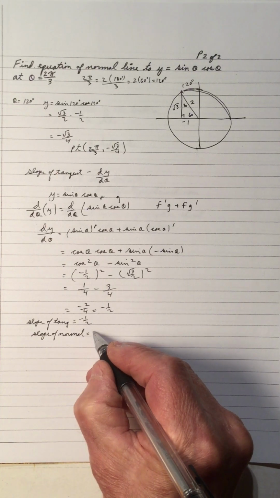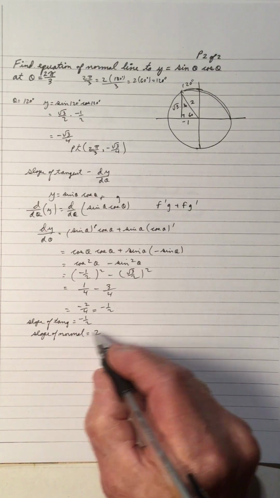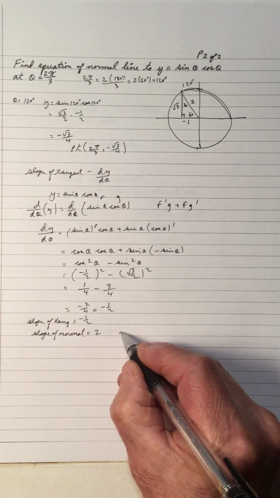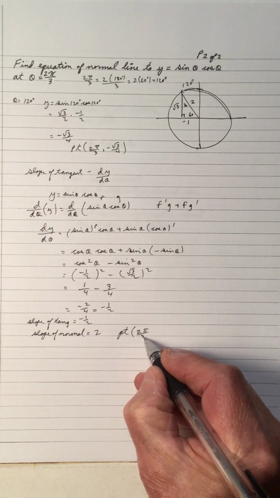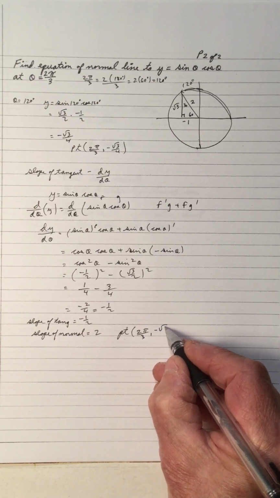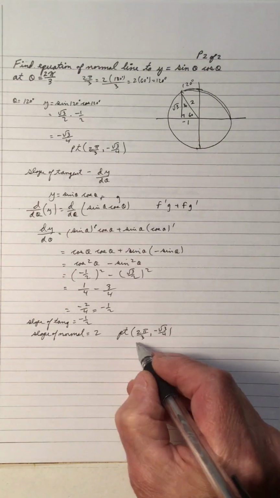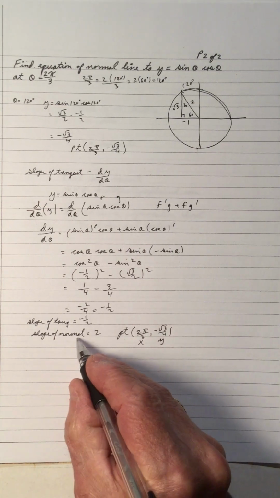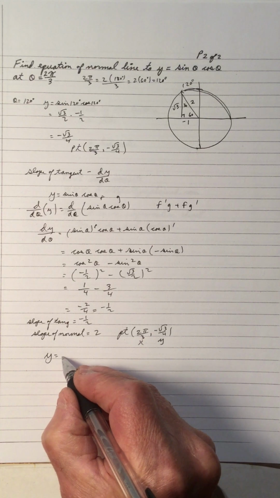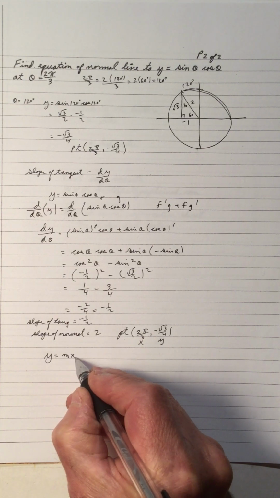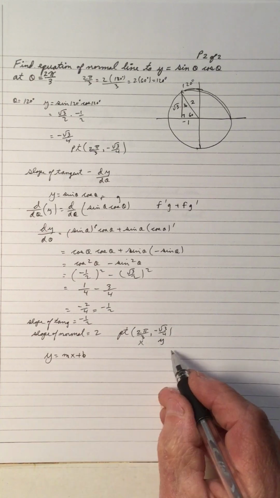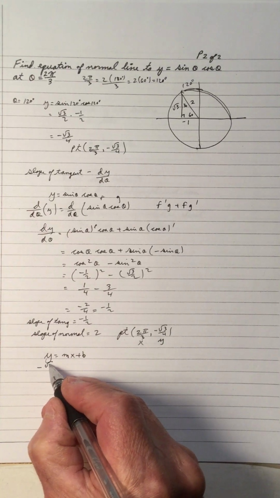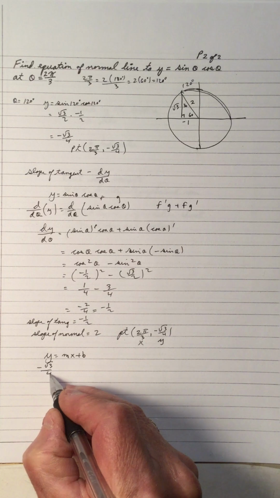So that's a negative, we make it positive. Reciprocal of 1/2 is 2. So the slope of the normal is 2, and it's occurring at the point 2 pi over 3 and negative root 3 over 4. So that's the x and the y. That's the slope. So y equals mx plus b. So we got the slope. We've got to get the b, the y-intercept. So y is negative root 3 over 4.